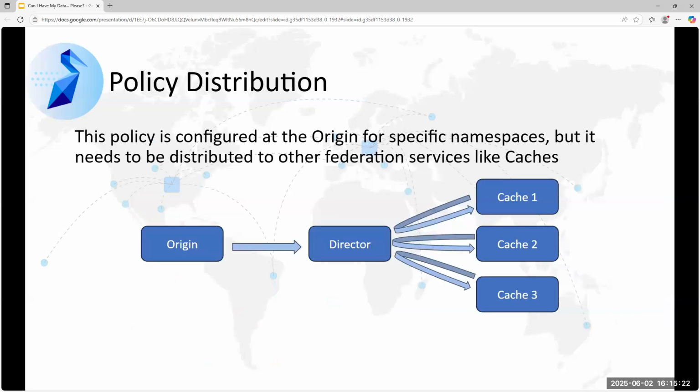So we configure these policies at the origin because the origin is responsible for implementing these policies on behalf of the object store. But we need to find a way to distribute these policies out to all of the Federation caches. We do this using our director service, which acts as the propagation mechanism for all the information in a Pelican Federation. The origin sends its policy to the director, and then the caches in the Federation will periodically poll the director and ask for new namespaces and new policies that they need to be aware of.